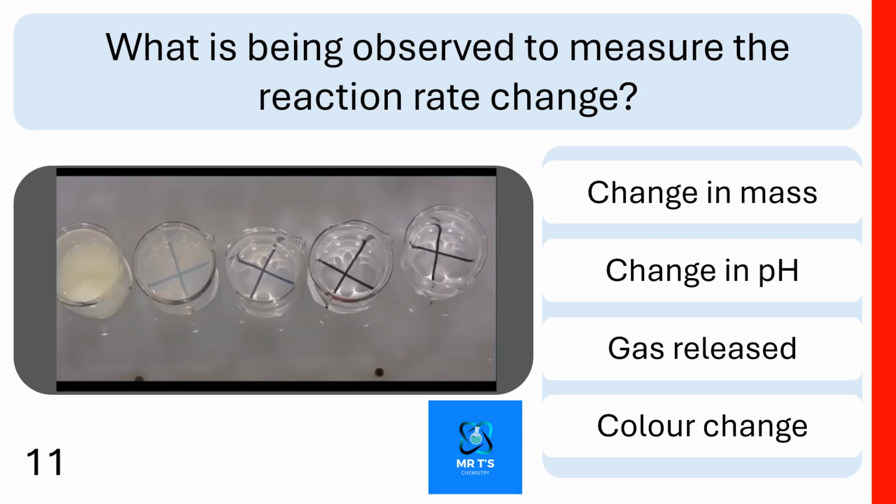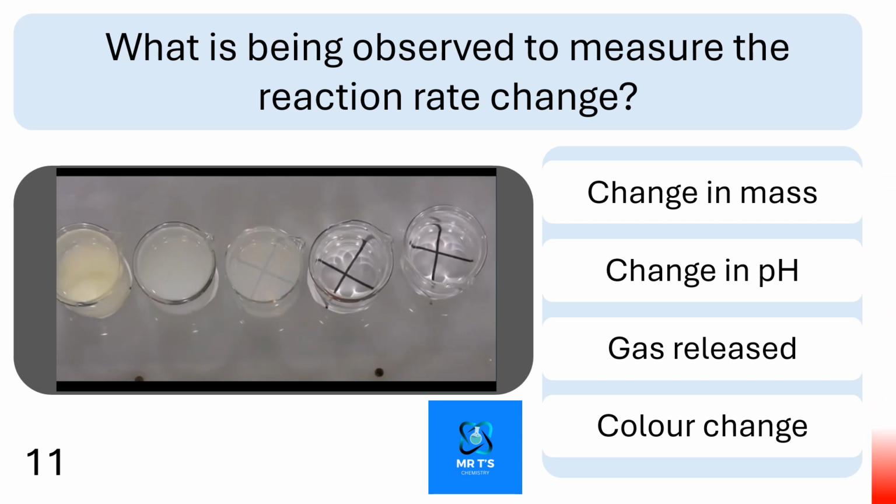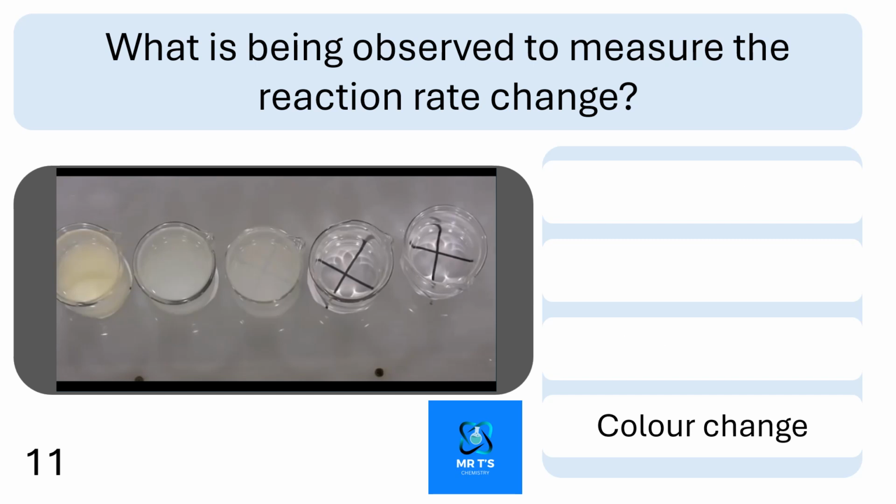What is being observed in this experiment to measure the reaction rate change? Is it the change in mass, the change in pH, the gas released, or color change? Of course, this is the disappearing cross experiment, and what we're seeing is the change in the intensity of the color, and we observe that by whether we can see the cross at the bottom of the beaker or not as the reaction progresses.